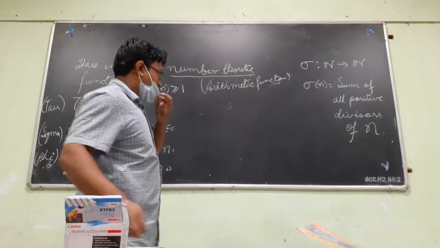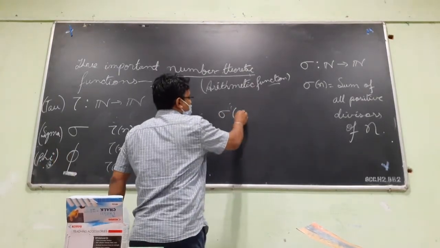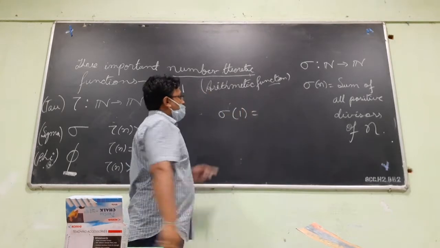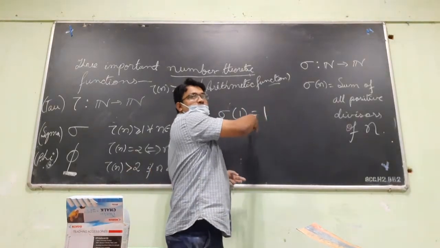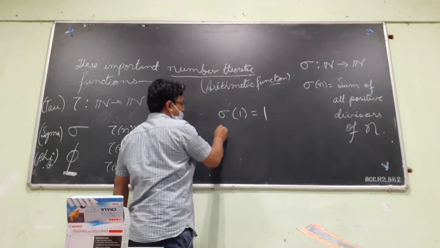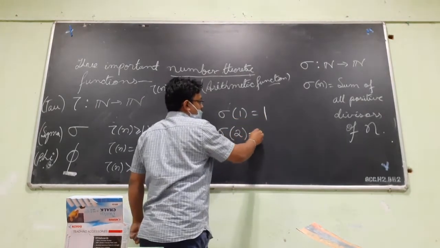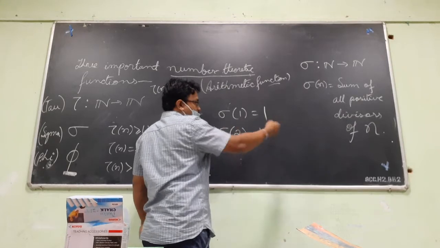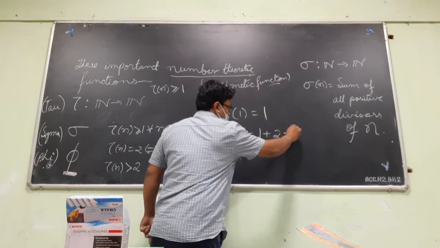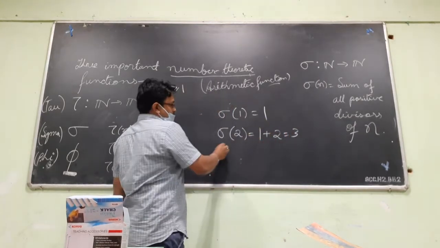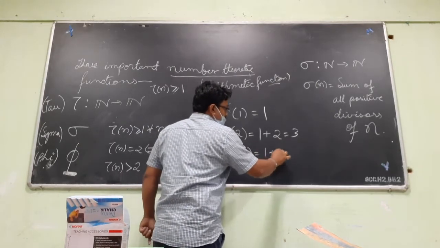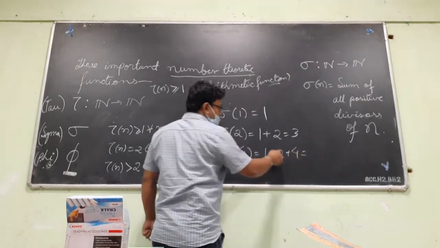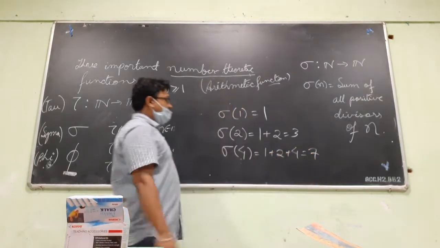So say for example, sigma of 1, what is that? What are the divisors of 1? Only 1. So sigma of 1 is 1. What is the sigma of 2? It is the sum of all positive divisors of 2. 1 plus 2, 3. No? Sigma of 4 is 1 plus 2 plus 4. That will be 7. The sigma of 4 is 7.